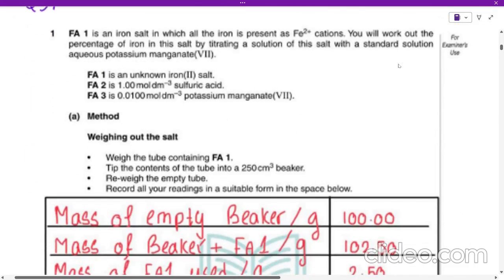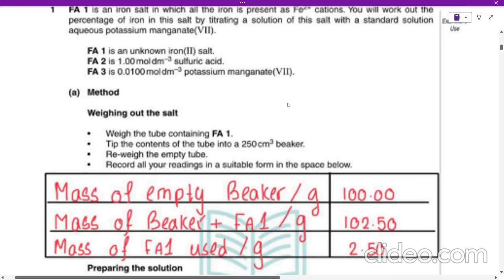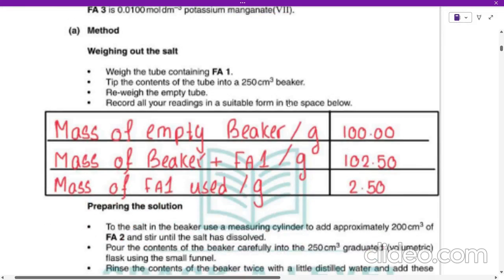Question 1 says Fa1 is an iron salt in which all the iron is present as Fe2+ cations. You will work out the percentage of iron in the salt by titrating a solution of this salt with a standard solution of aqueous potassium manganate(VII). Fa1 is the unknown iron salt, Fa2 is 1 mole per dm³ sulfuric acid, and Fa3 is 0.01 mole per dm³ potassium manganate(VII). So first of all, they are asking us to weigh out the salt.